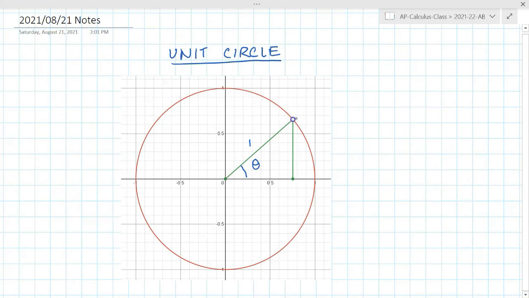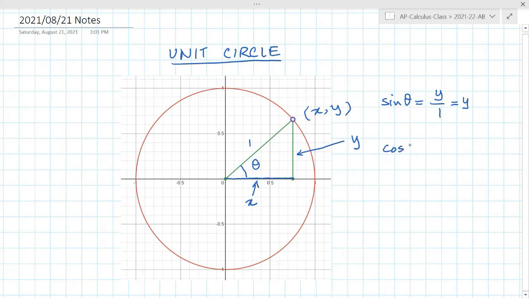And what are the coordinates of this point? Let's say they are x comma y. Then what is this height? This is y. And this is x. Now if I try to write the trig ratios for theta, let's say sine theta, what would that be? Y over 1, which is just y, right? So y is equal to sine theta. And if I try to find out cosine theta, x over 1, which is just x. So x is cosine theta and y is sine theta.